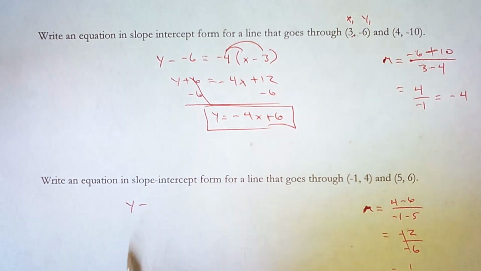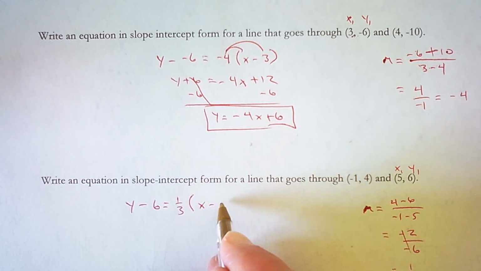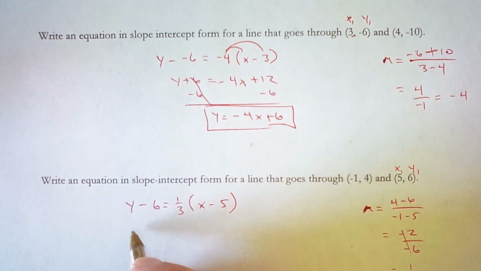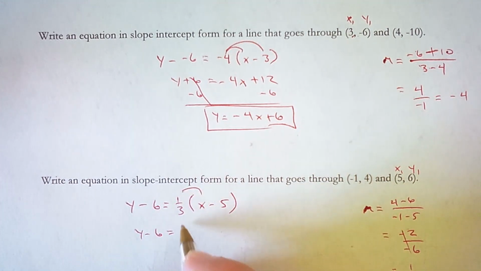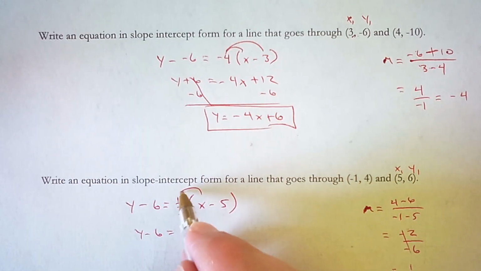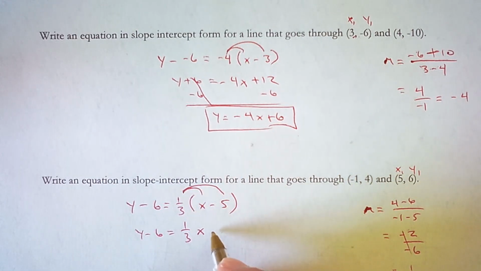So we've got y minus, and I need to choose an x1, y1. Let's use the 2 positives here. So y minus 6 equals m, which is 1/3, times x minus 5. Y minus 6 equals 1/3 x, so we're distributing, and then 1/3 times negative 5, that's negative 5 over 1, 1 times 5, 3 times 1. So minus 5/3. Then we're going to add 6.